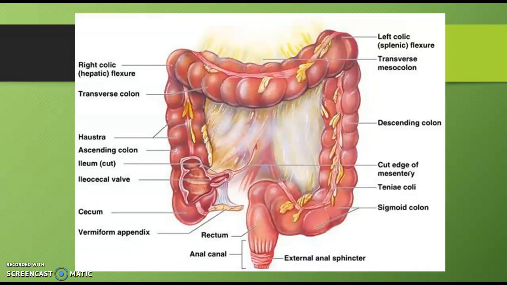So here's the anatomy of our large intestine. Here's the cecum, which is that first portion. This would be the ileocecal valve here attached to the small intestine. You have your ascending colon, your transverse colon. The descending colon goes down. Then we have the sigmoid colon. See how it's kind of S-shaped right here? Then we have the rectum and the anal canal.